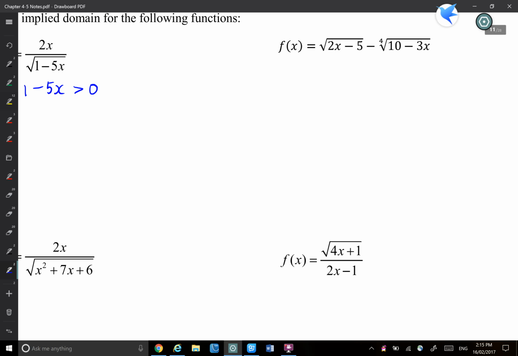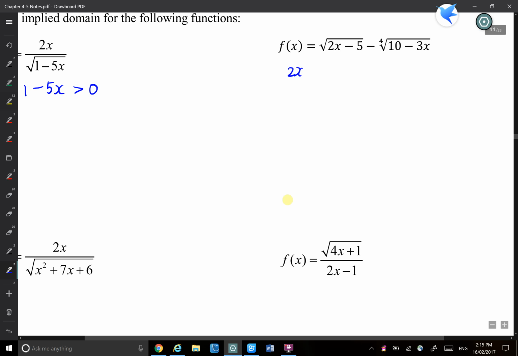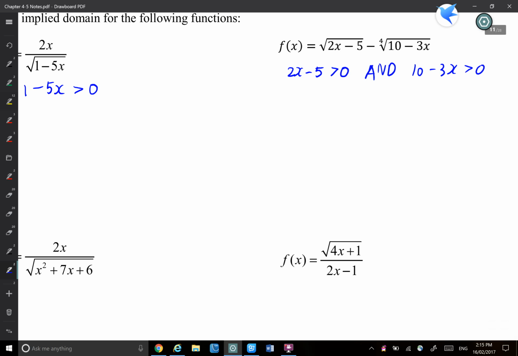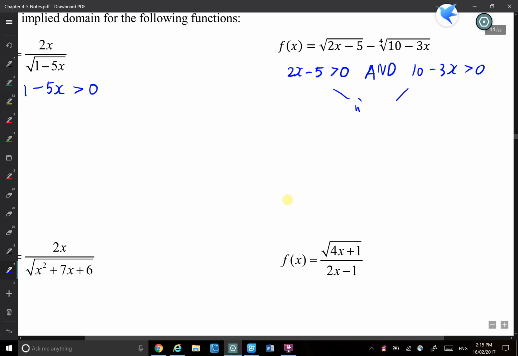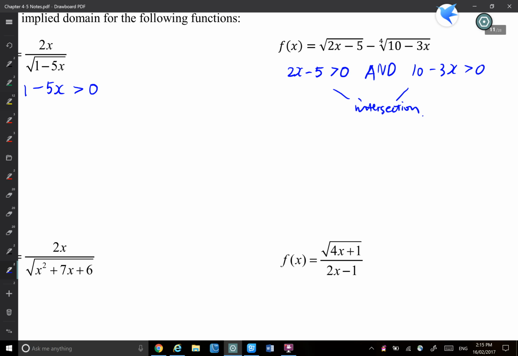The next one, we have a square root and we have a fourth root. What we need is 2x minus 5 to be greater than or equal to 0. And at the same time, 10 minus 3x needs to be greater than or equal to 0. Both inequalities need to hold, so you want to find the intersection between those 2 sets.